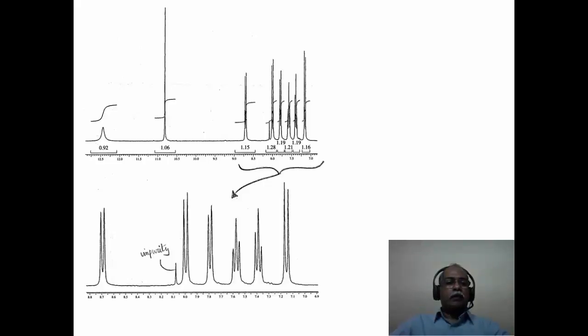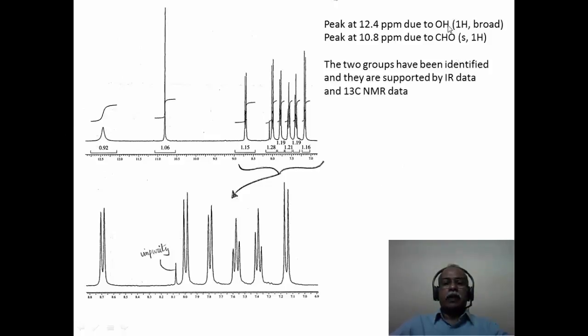There is a peak at 12.5 or so, which has a very high chemical shift value, and it is also broad. This is probably because of an OH kind of a hydrogen present in this system. One hydrogen intensity broad signal would correspond to an OH kind of a system. Then you have another signal around 10.8 or so. It is also a singlet of one hydrogen intensity. This is a very characteristic region for the aldehyde functional group. So we have identified both functional groups, one as the hydroxy functional group, the other as an aldehyde functional group.